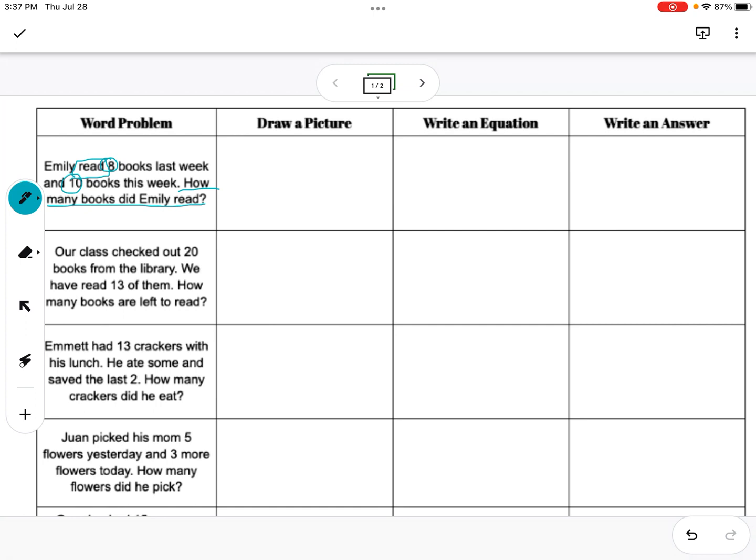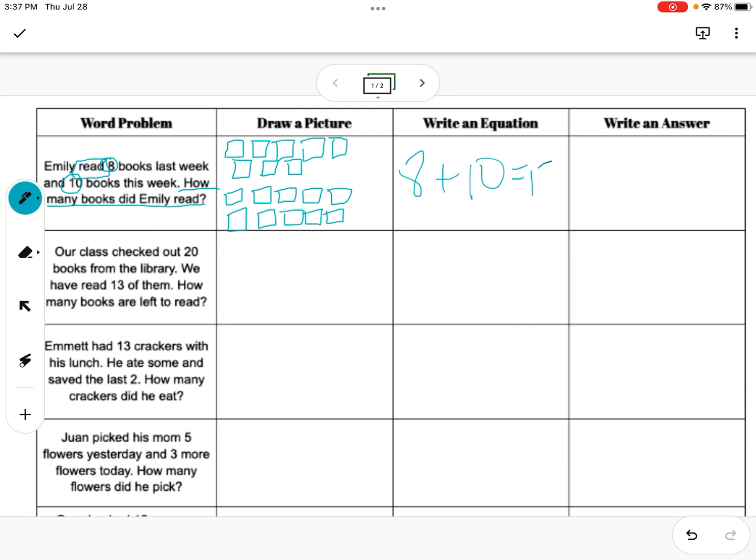So she read 8 books. So we drew 8 books. And then she read 10 books. So then we drew 10 books. So then we went to writing an equation. Okay, so we started with 8, and then we drew 10 more. Well, that was more, so we added them. And when we count to find how many there are, if we add those two numbers together, we get 18.